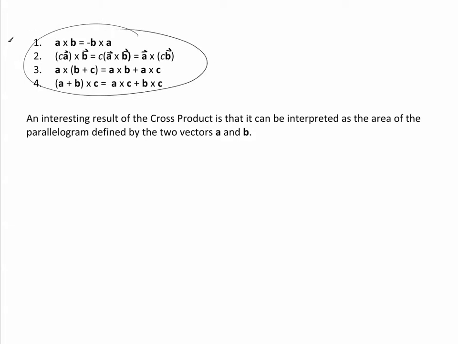Now, a very interesting result of the cross product is that it can be interpreted as the area of a parallelogram defined by the vectors A and B. So let's think about that for a second. I'm going to draw, say, a vector here, B, and vector A. Now, these two define a parallelogram. So if I were to continue this, or basically copy over vector A, it would be like that. Then copy vector B over, it would be something like that. So now I have this parallelogram.